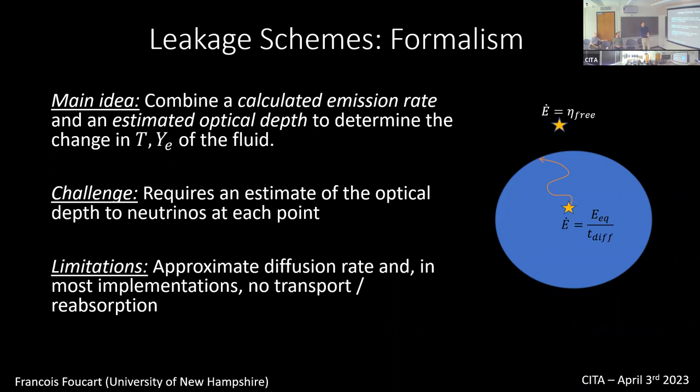In the dense region here, instead, you are going to assume that the neutrinos reach some sort of equilibrium energy density, equilibrium with the fluid, and you calculate the diffusion time scale to the boundary of your system, which depends on the opacity of your object here, the optical depth between this point and this point. And the relationship between that optical depth and the diffusion time scale is something that is calibrated to transport simulations. And you estimate that the energy loss is that equilibrium energy density divided by the diffusion time scale, roughly speaking. And in between, in the regions where the optical depth is of order one, you make some interpolation between the two, best you can do.